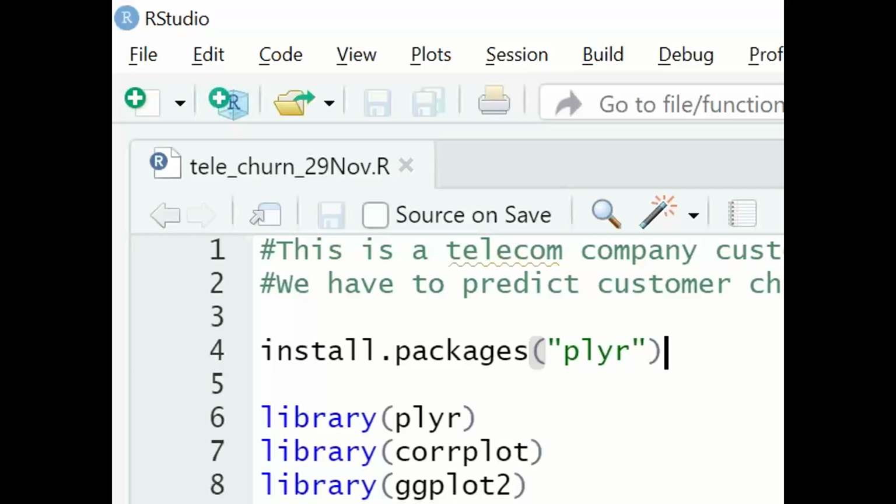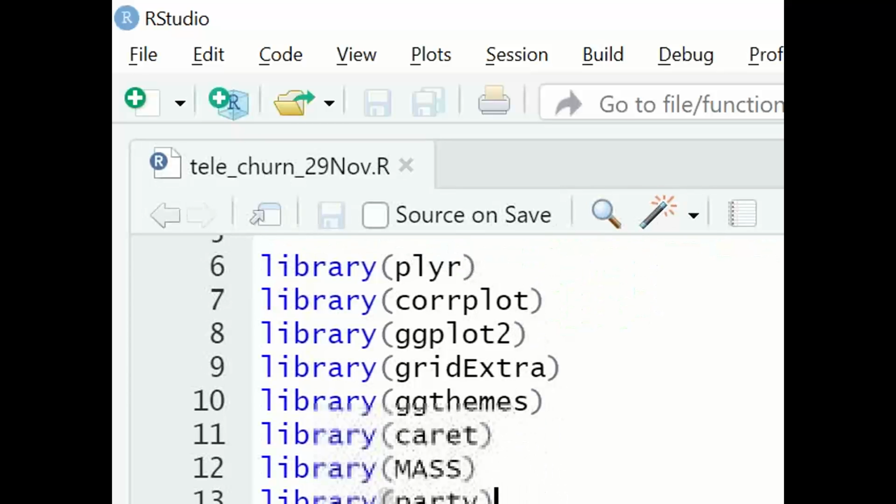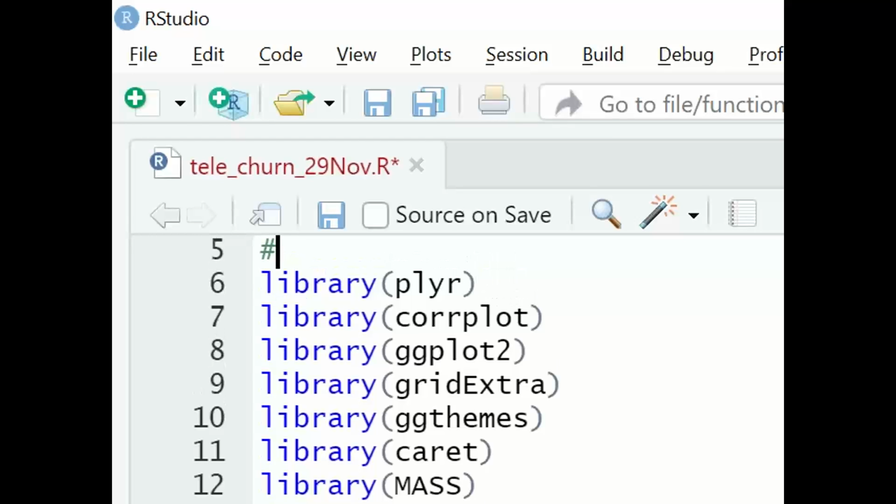Right. So now what we will be doing over here is there will be certain libraries that we will be using. I will keep on telling you for what purpose we will be using the different libraries that we have over here. For now, we have the plyr library. Plyr is something that we use for data manipulation only. So first, in the starting itself, we have specified all the libraries we will be using.